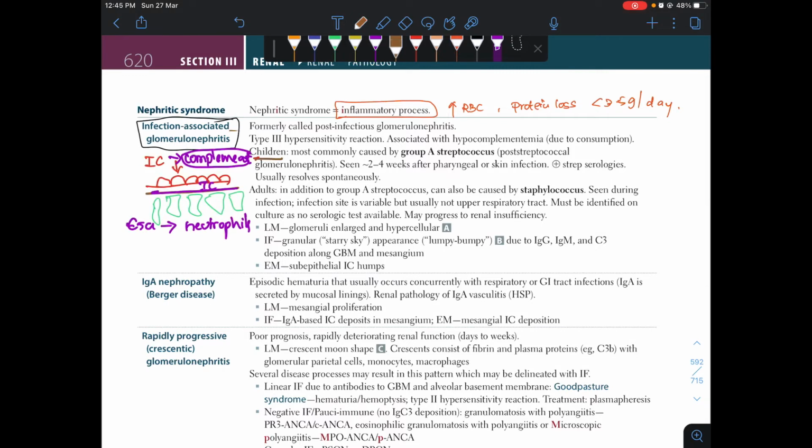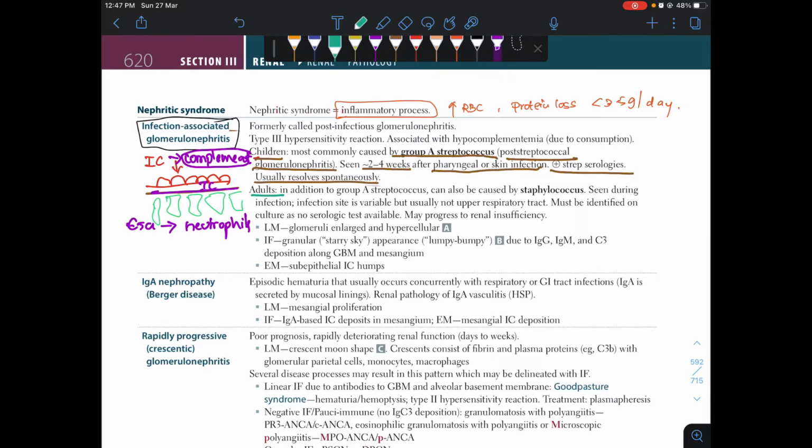In children, infection associated glomerulonephritis is mainly caused by group A streptococcus, that is post streptococcal glomerulonephritis. This presents after 2 to 4 weeks of pharyngeal or skin infection, pharyngeal infection like strep throat and skin infection like impetigo. And there will be positive strep serologies, and in children it can be resolved spontaneously.